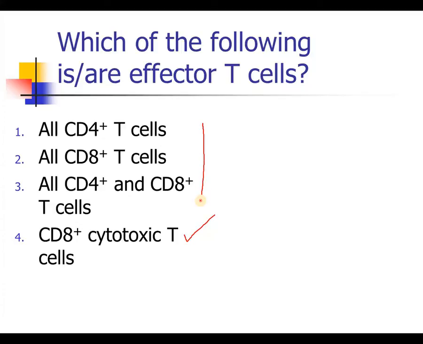The first three choices, they could be in their naive state. Just because they're positive for CD4 or CD8 doesn't mean that they have been activated, proliferated, and differentiated into effector cells. So only 4 is correct.